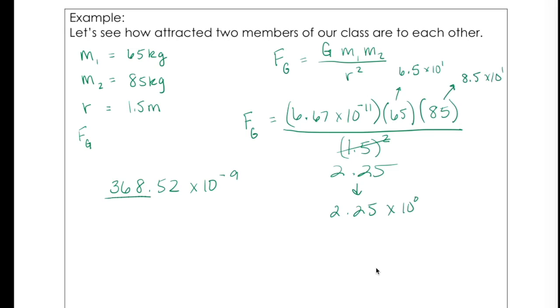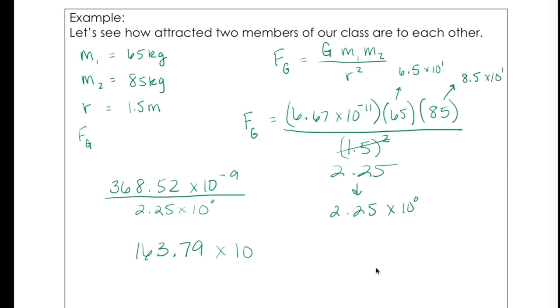Okay, and then we still have our bottom of 2.25 times 10 to the 0 power. For the dividing part, when you divide, once again, you take the first numbers and divide those. So 368.52 divided by 2.25, and we get 163.79.